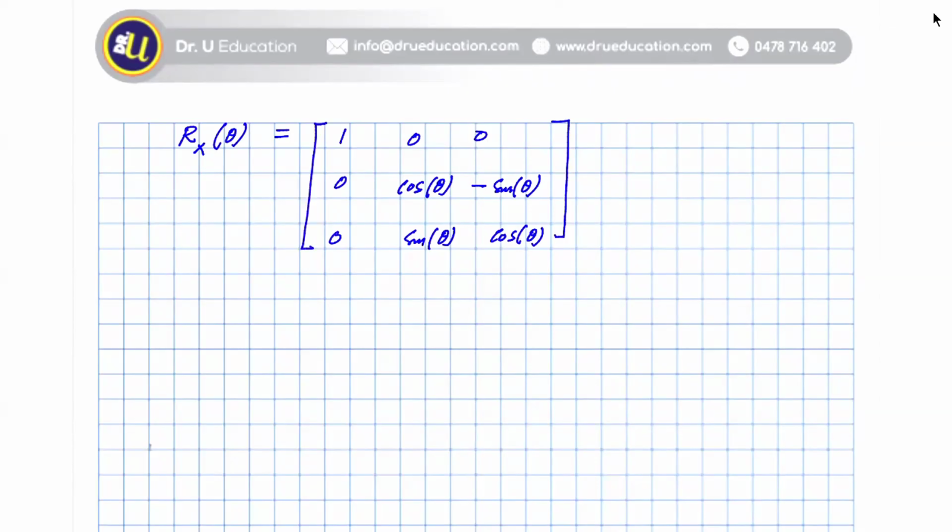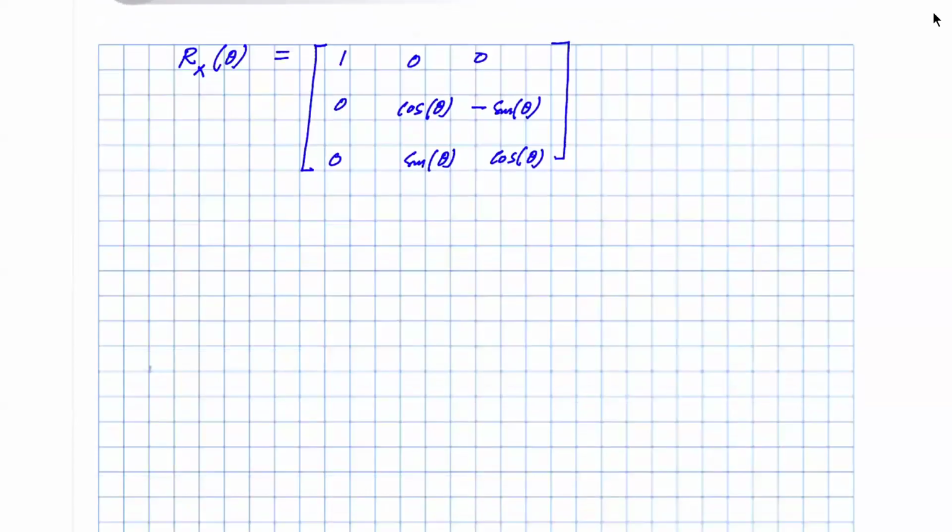This is the matrix. Now we'll do a small example question. Consider Rx(theta) acting on x, which is going to be x prime. So that means this is how we do it.